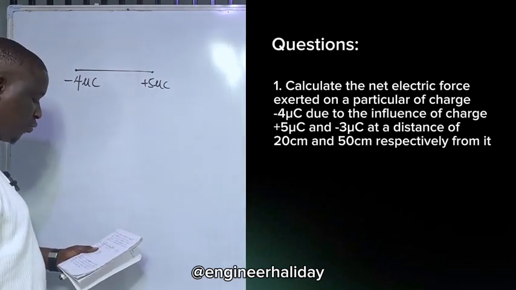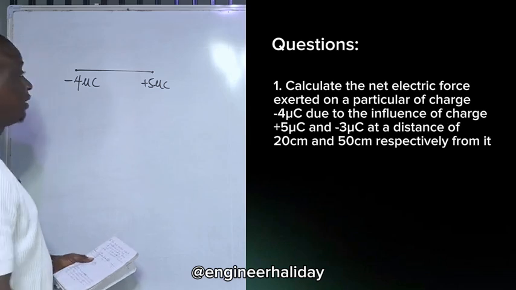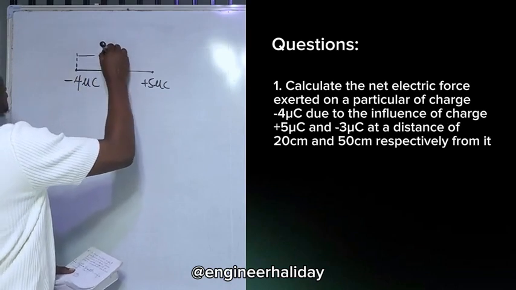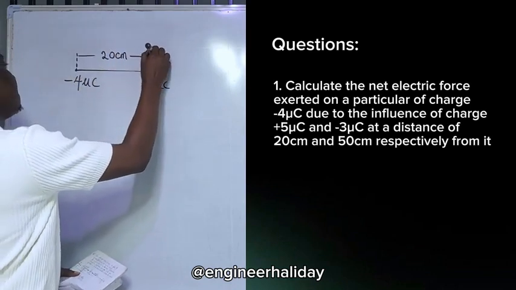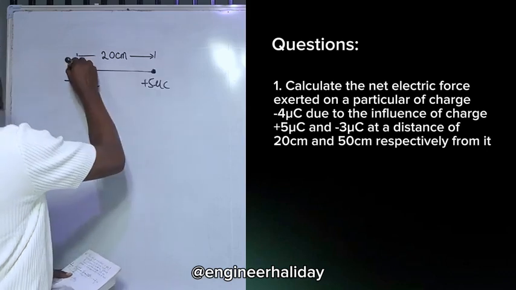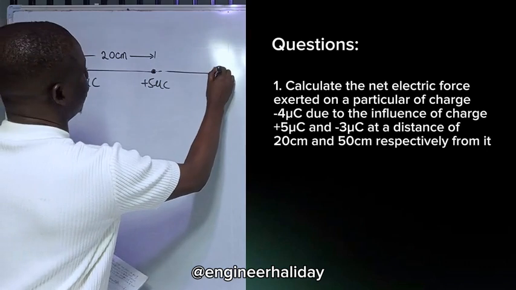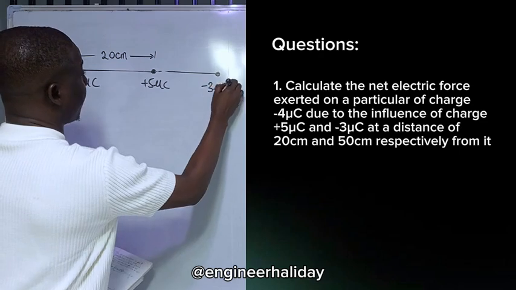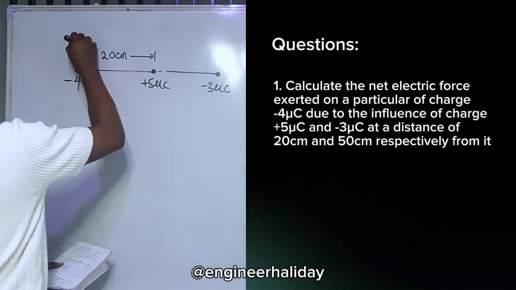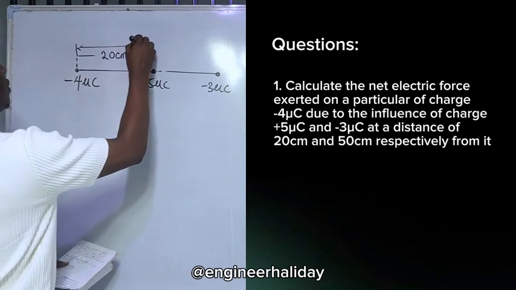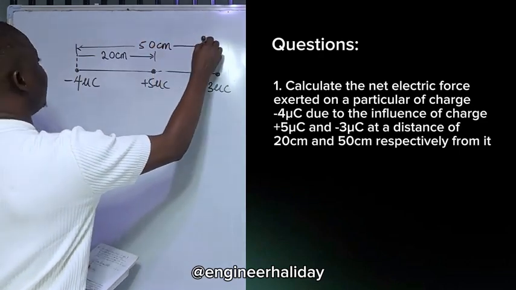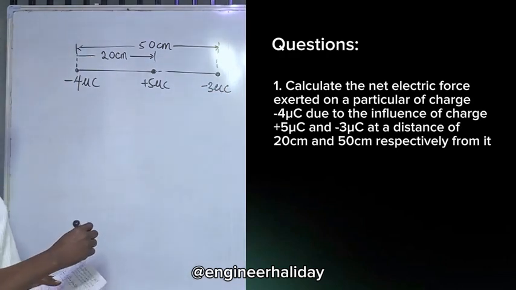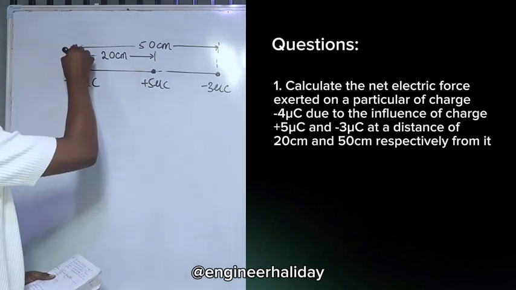and minus 3 microcoulombs at a distance of what? That is to say, one is, if you check the distance, 20 centimeter. This is one of the charges. Then the other one is minus 3 microcoulombs, and it is also measured at a distance of 50 centimeter from this minus 4 microcoulombs. That is what the question is saying.